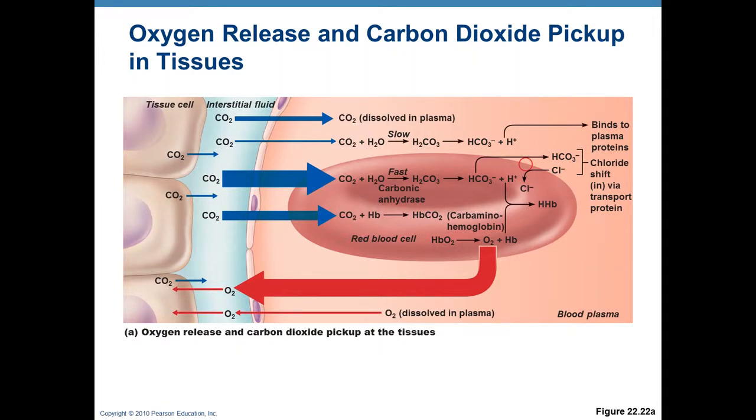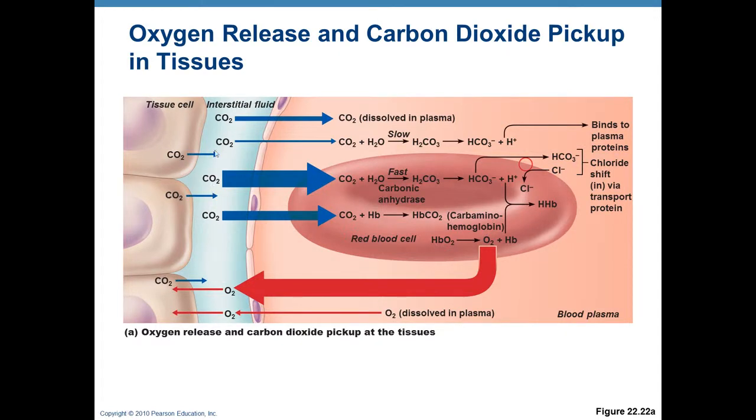This is kind of a complicated looking diagram from your textbook, and it's showing you what happens with oxygen release and carbon dioxide pickup in your tissues. So here you've got one little red blood cell, and what they're showing you here is that you've got some O2 dissolved in your plasma. That's going to diffuse over here into your tissues. Most of the oxygen gas is bound to hemoglobin, Hb, and it gets released off of the hemoglobin, moves over here into the tissue fluids.